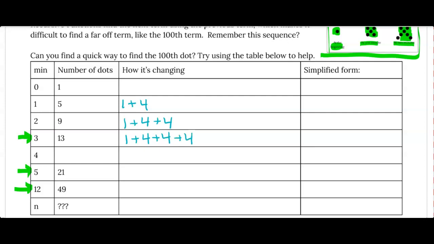So really in how it's changing, we're writing it recursively. So you write it in terms of the one above it. So you might remember that the next term would then be 17 because it would be 1 plus 4 plus 4 plus 4 plus 4. And we're just expanding out the number of 4s. So we're adding what was there before and then adding an extra 4 to the end.